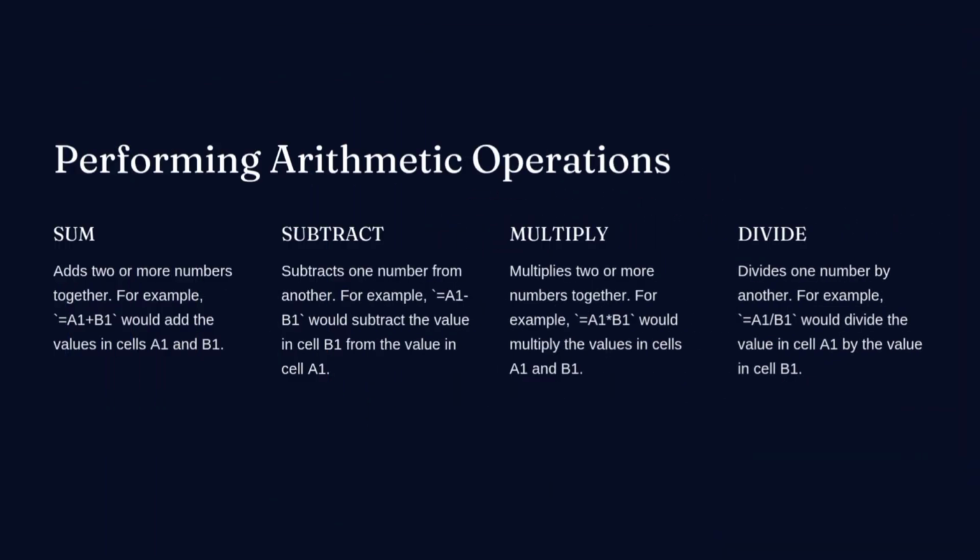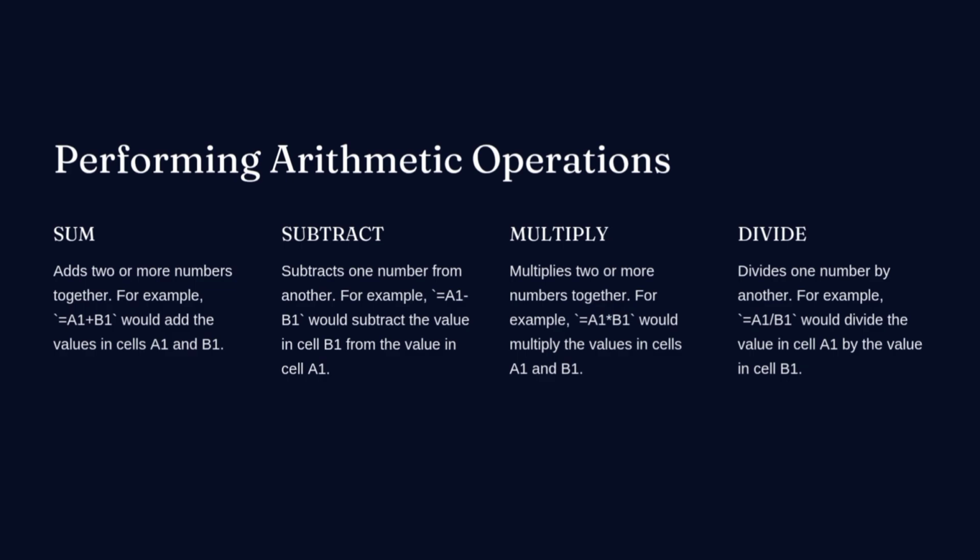Sum adds two or more numbers together. For example, equals A1 plus B1 would add the values in cells A1 and B1. Subtract subtracts one number from another. For example, equals A1 minus B1 would subtract the value in cell B1 from the value in cell A1.